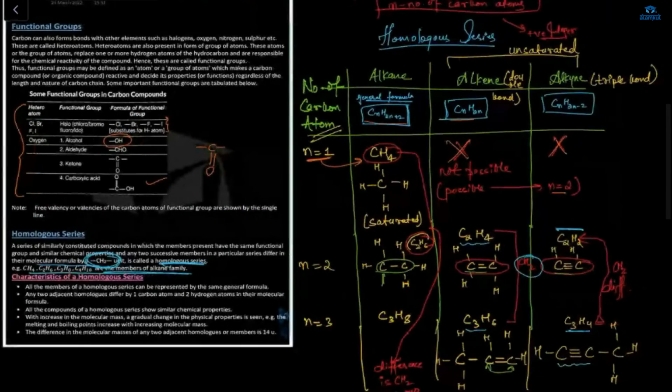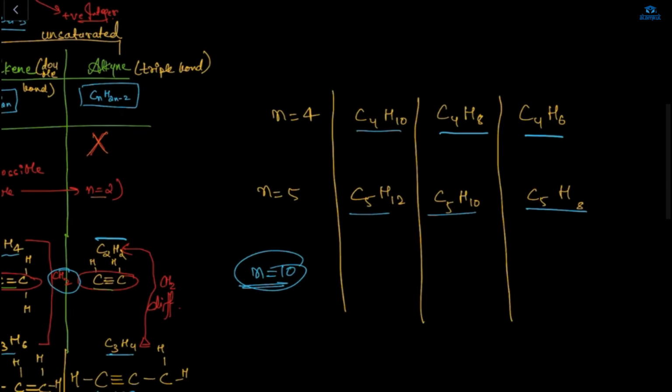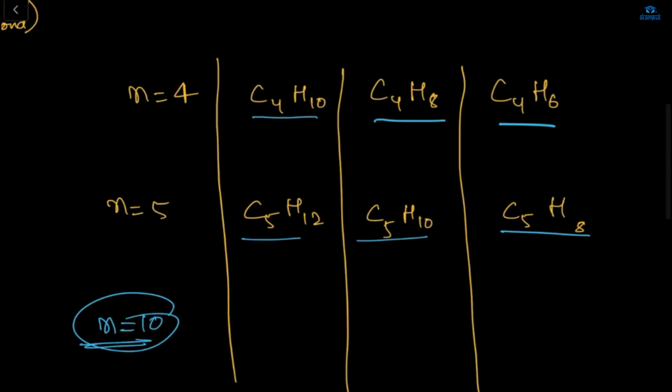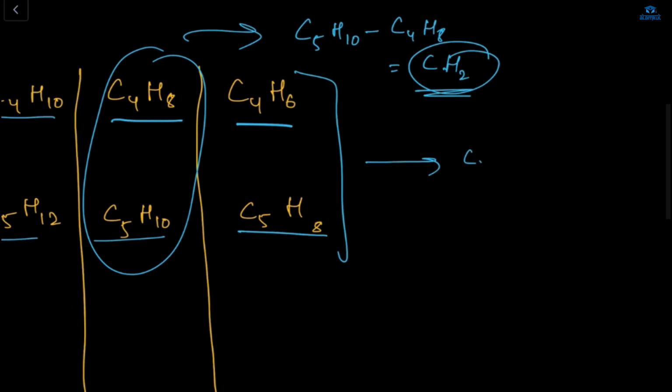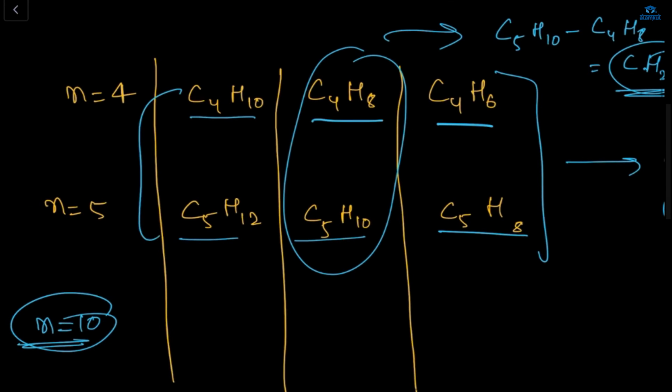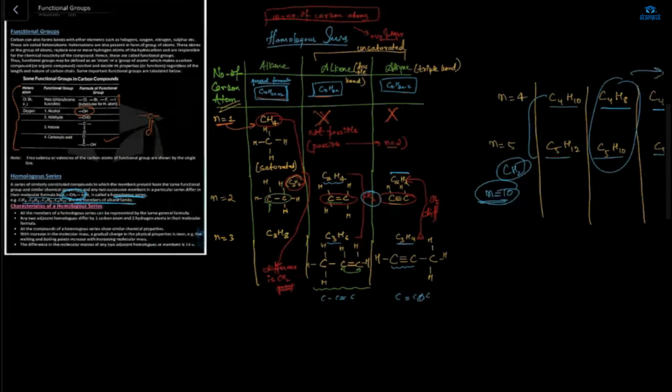It will be compulsory that the difference between any two members is CH2. Here also, if we subtract C5H10 minus C4H8, what do we get? We get CH2. Here also, C5H8 minus C4H6 is CH2. Here also, it's CH2. It means everywhere the difference is CH2.